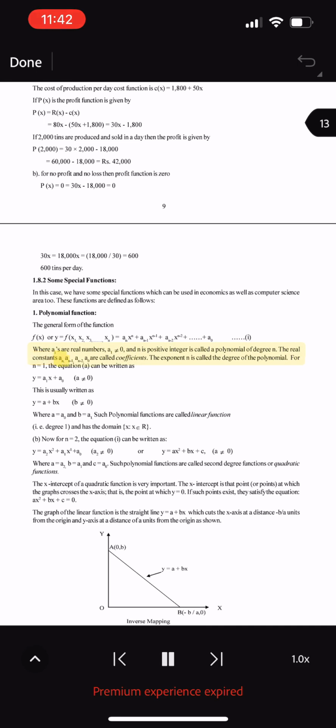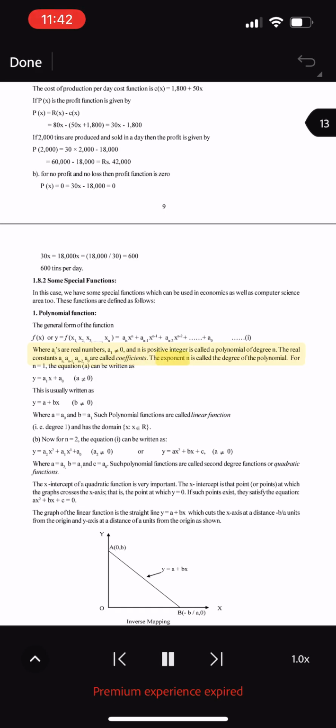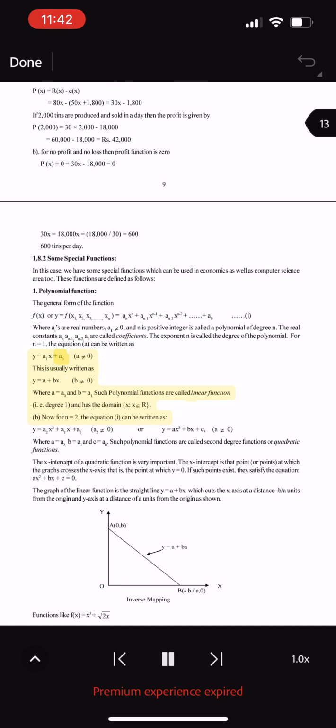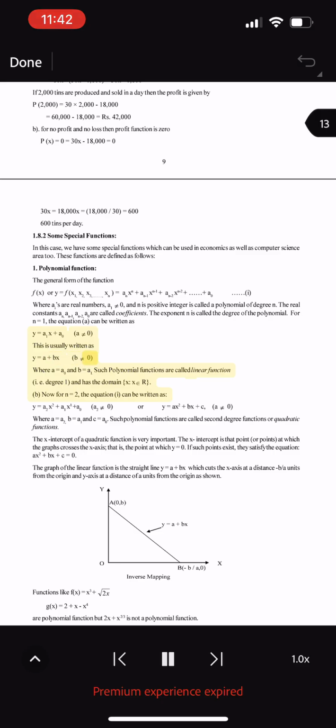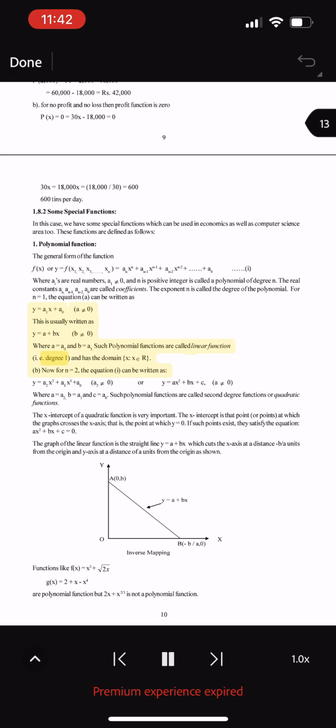The real constants a_n, a_1, a_2, a_0 are called coefficients. The exponent n is called the degree of the polynomial. For n equals 1, the equation can be written as y equals a_1 x plus a_0. This is usually written as y equals a plus bx, b not equal to 0, where a equals a_0 and b equals a_1. Such polynomial functions are called linear functions, i.e. degree 1, and have the domain x in R.